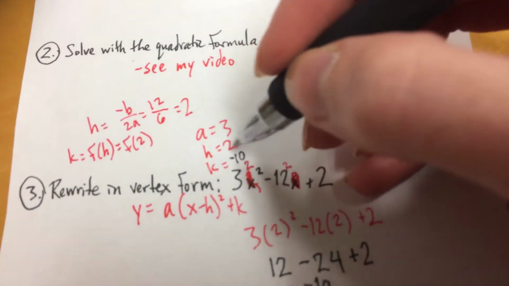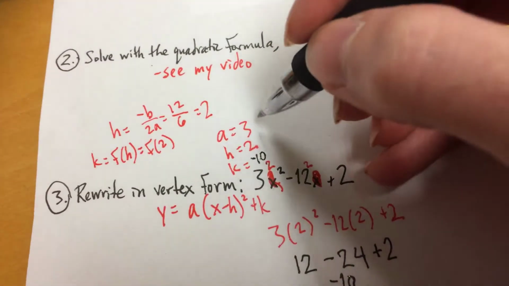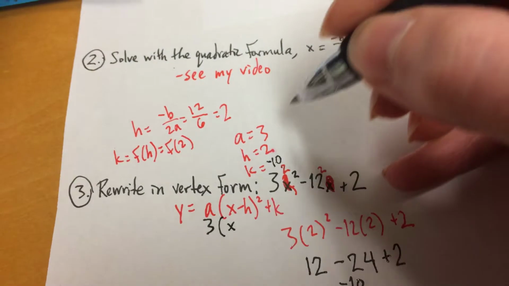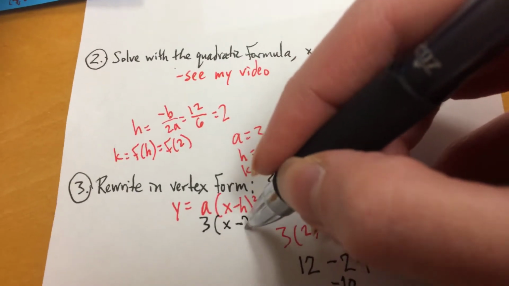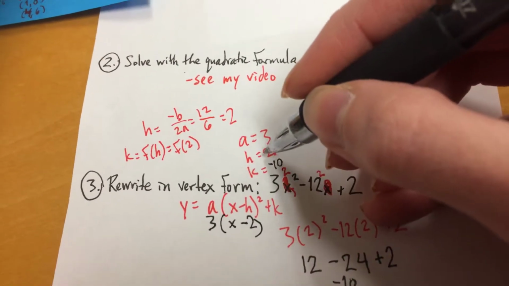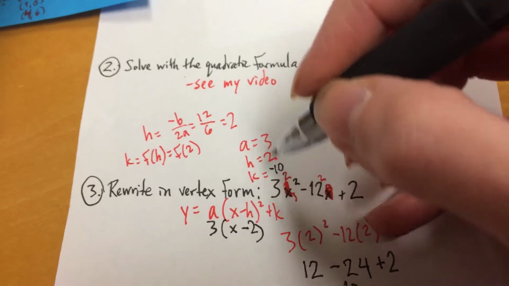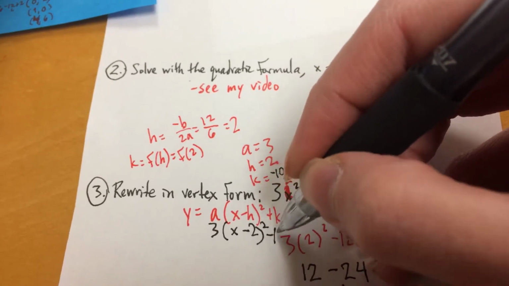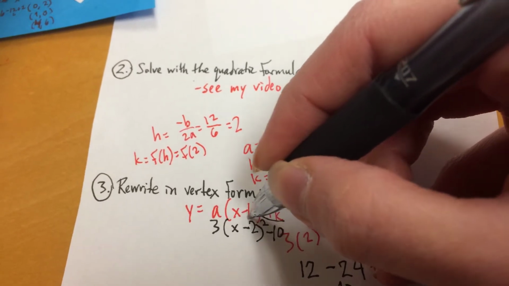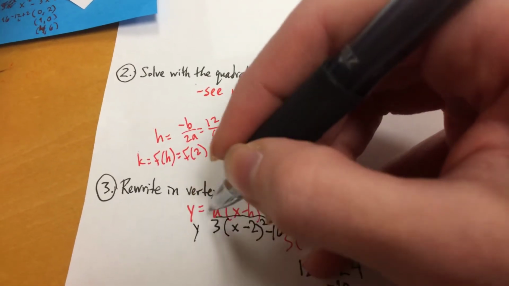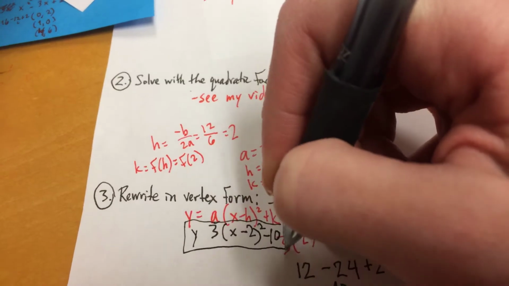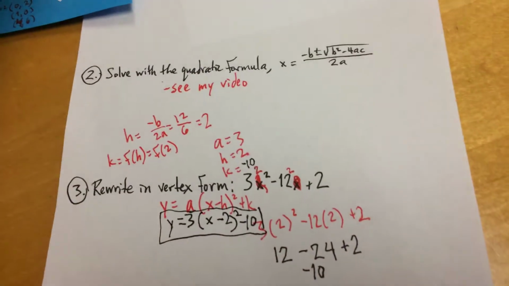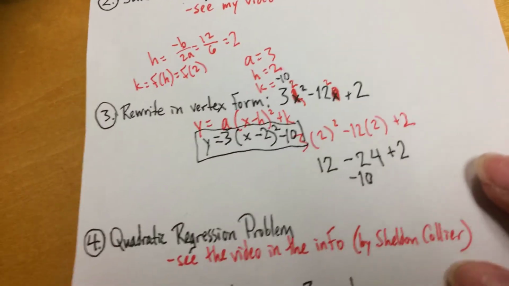Then once we have a, h, and k, then we put them together in this form. So it's going to be 3(x minus 2). If this had been a negative 2, you would have had to put x plus 2. It always changes when it goes in there. And then plus, well, actually minus 10 because it's negative. So that's going to be your answer. y equals... So that's how number 3 is going to be.